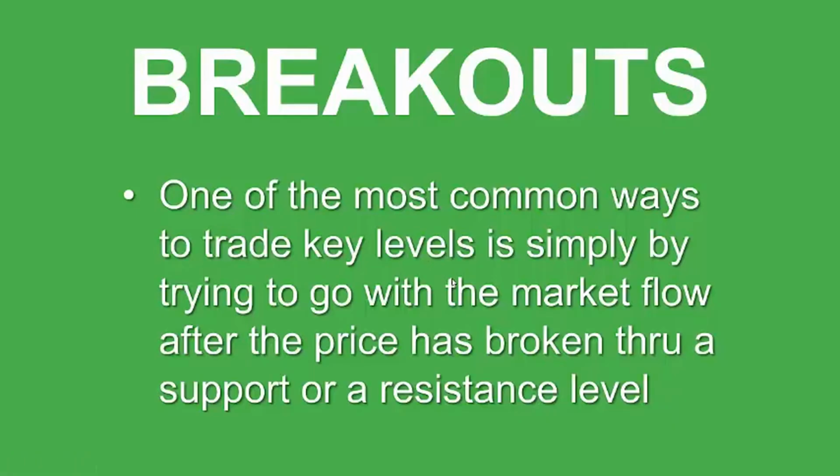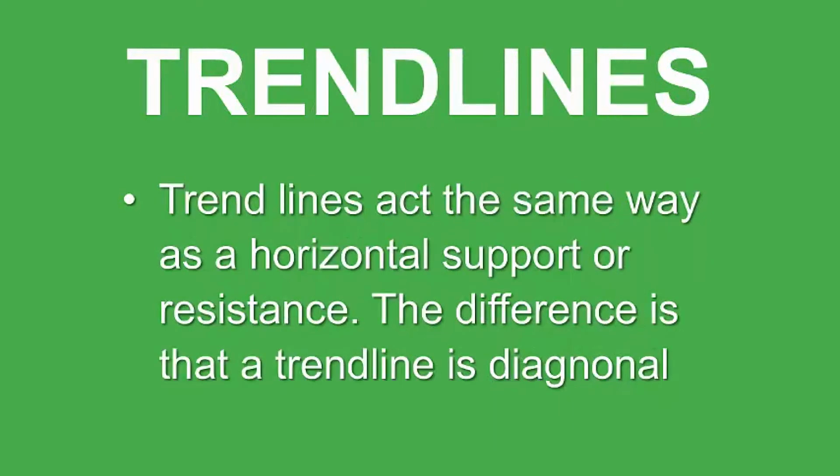How about the breakouts? One of the most common ways to trade key levels is simply trying to go with the market flow, basically when the range is being broken or when a support or resistance level is being exceeded. Trend lines are really important when it comes to trading, not only in the FX market but in trading generally, as they act the same way as a horizontal support and resistance. The difference is that a trend line can also be diagonal.